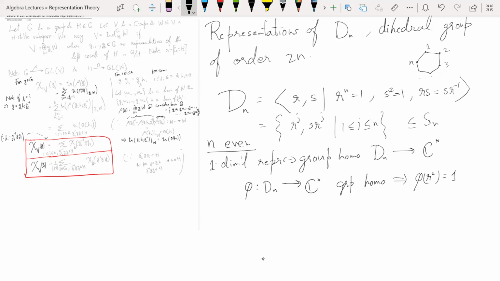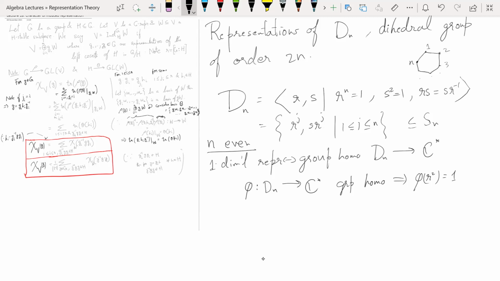Okay, so let's try to understand the representations of D_n. This group is of order 2n, and it has a cyclic subgroup of index 2, the subgroup generated by r.